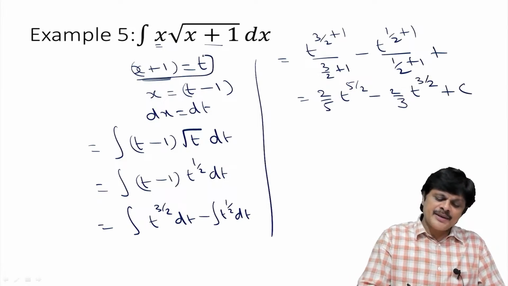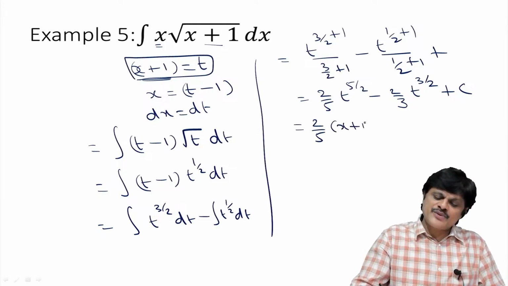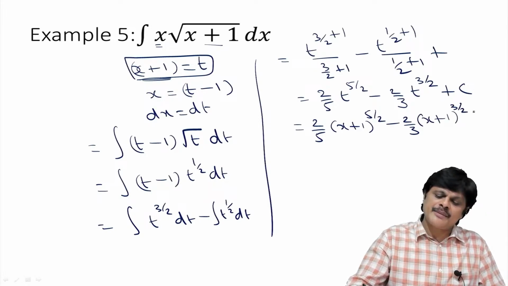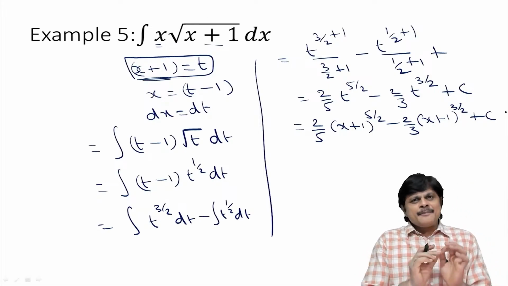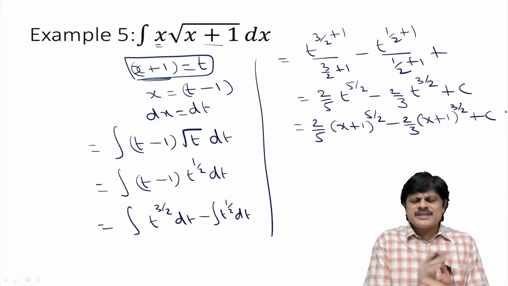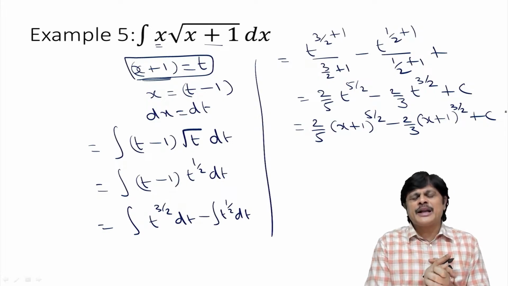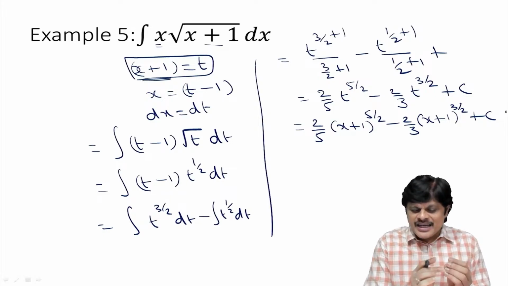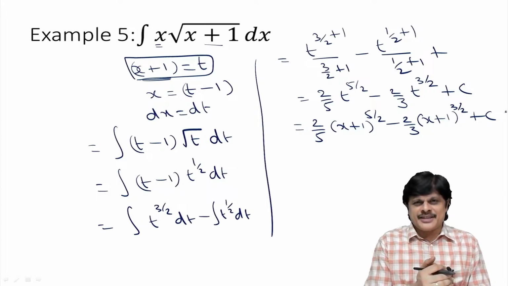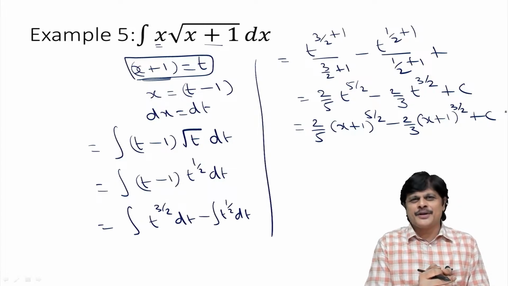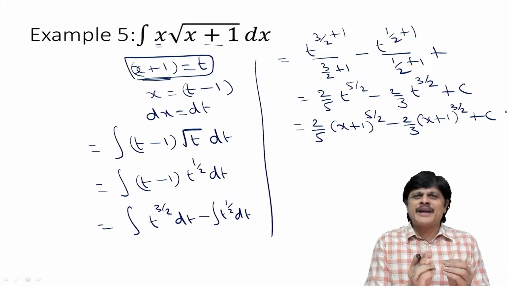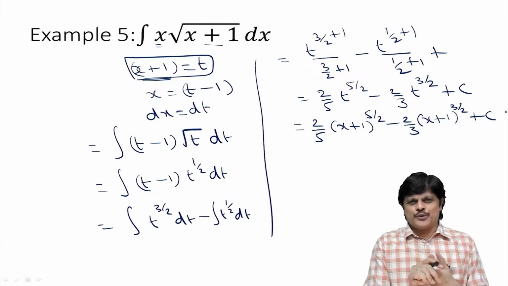But what is t? x plus 1. So it is 2 by 5 (x plus 1) whole power 5 by 2 minus 2 by 3 (x plus 1) whole power 3 by 2. See, I am just using the basic rules and simple substitutions, nothing more than that. And my dear friends, it would be sufficient. If you properly understand the rules and the ideas, that is sufficient for any examination. Only thing is you should be brave enough to apply the rule.